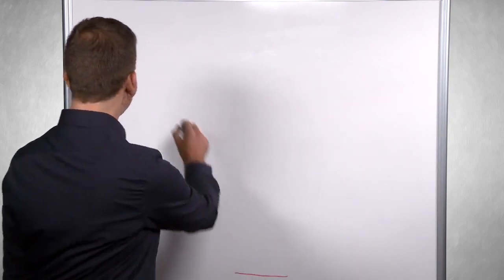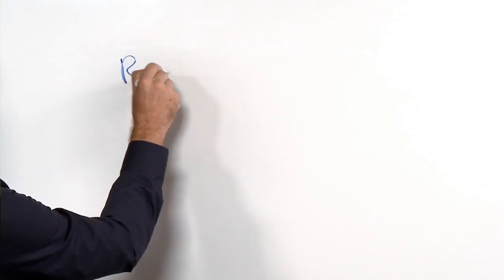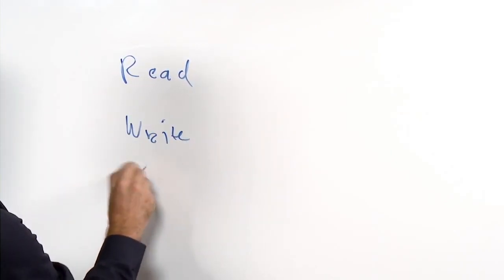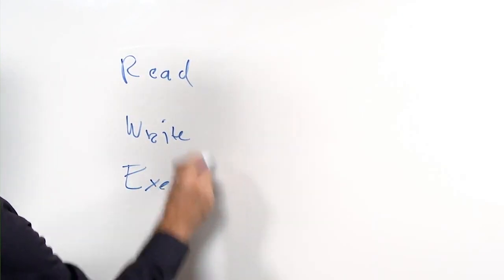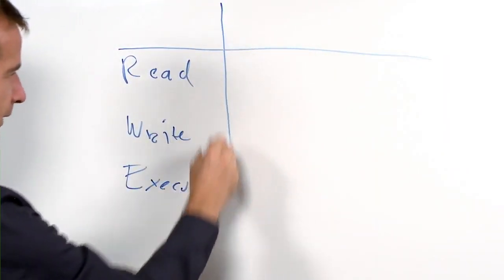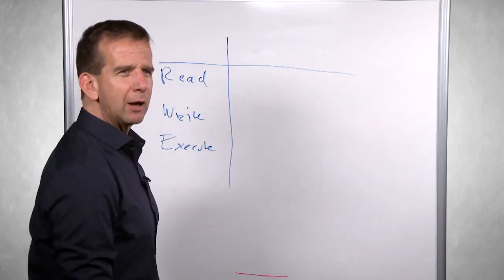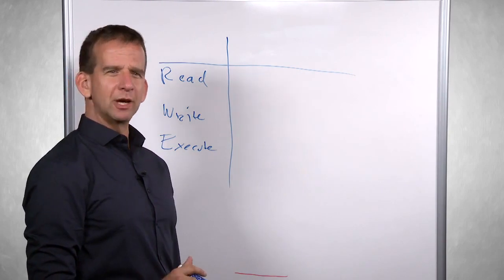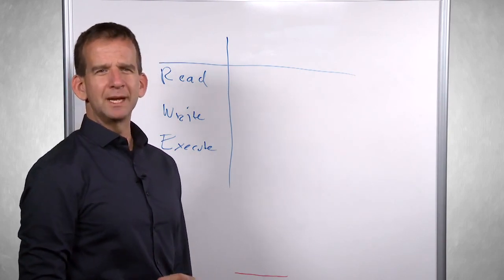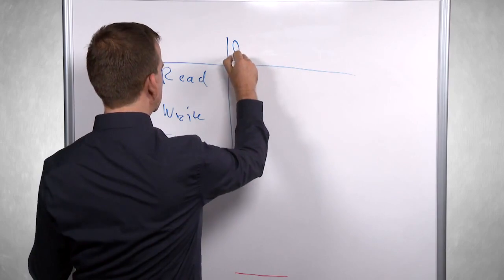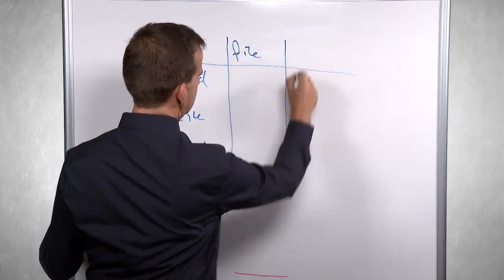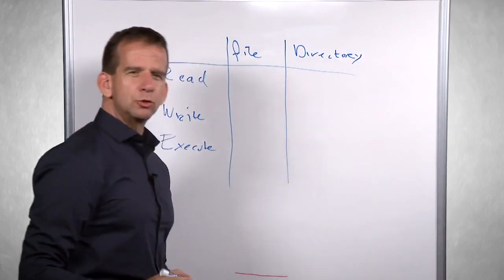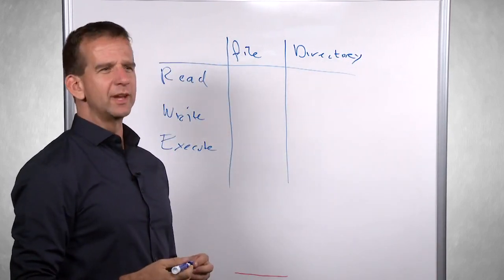So the basic permissions, there is three of them. There is read and write and execute. And these permissions can be used on files as well as directories. Even if it may seem obvious what the permissions are used for, I want to take some time to explain them anyway. So you can use these permissions on files as well as on directories.